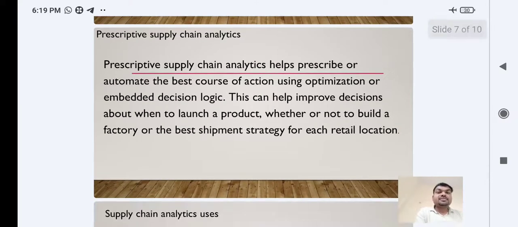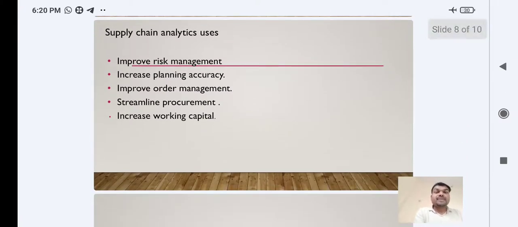Next one is prescriptive supply chain analytics. Prescriptive supply chain analytics helps prescribe or automate the best course of action using optimization or embedded decision logic. This can help improve decisions about when to launch a product, whether or not to build a factory, or the best shipment strategy for each retail location. These points are included in prescriptive supply chain analytics.